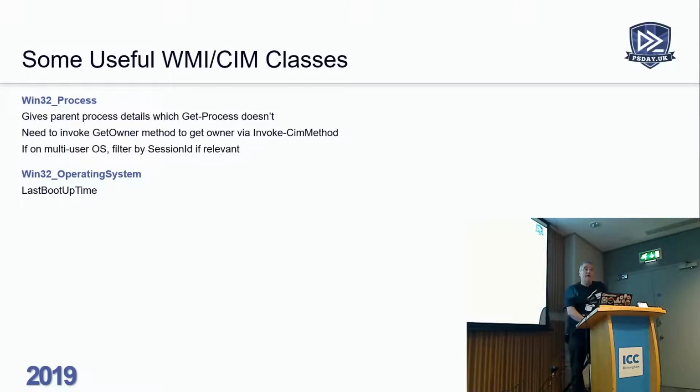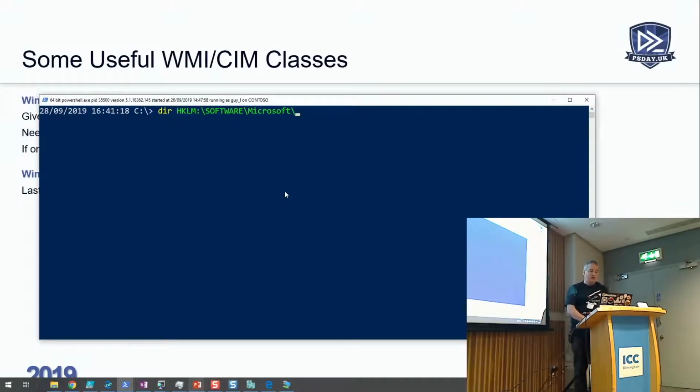This is one of my favourites: last boot up time. So when did the machine last boot? Let's get rid of that. So again, I can do a Get-CimInstance, tab completing stuff, Win32_OperatingSystem. Select, again, it's an alias for Select-Object.